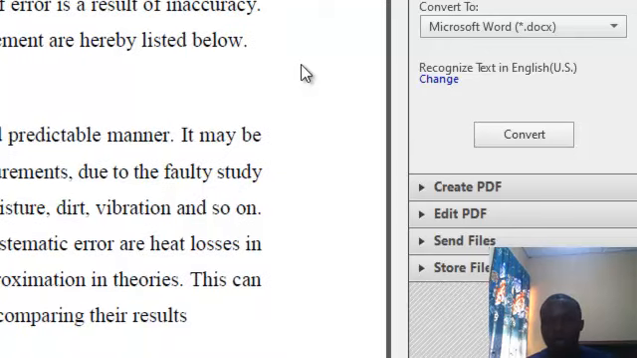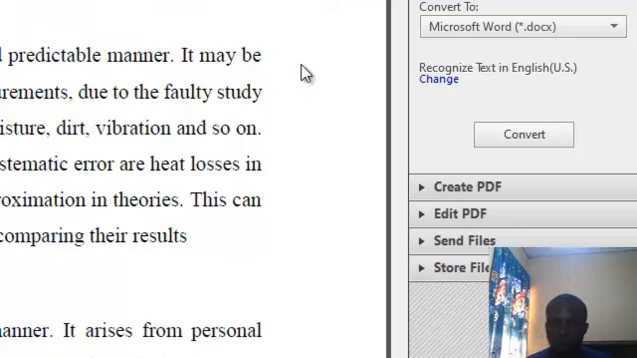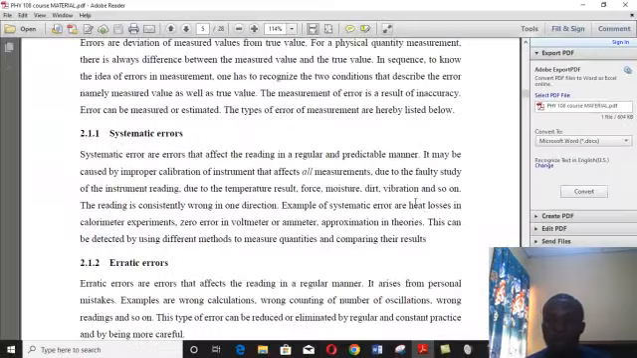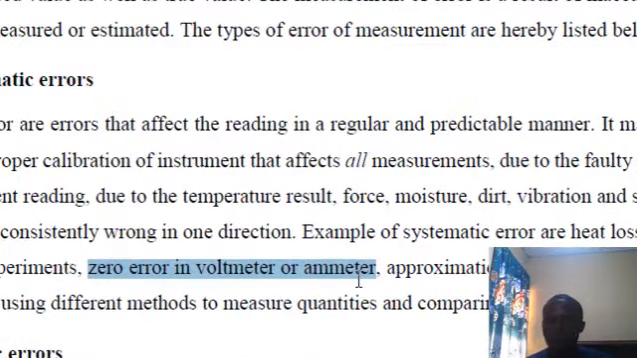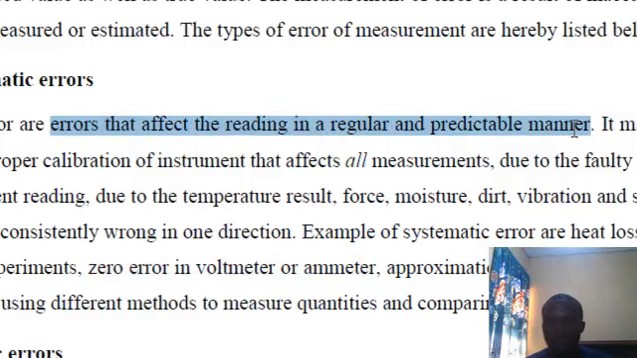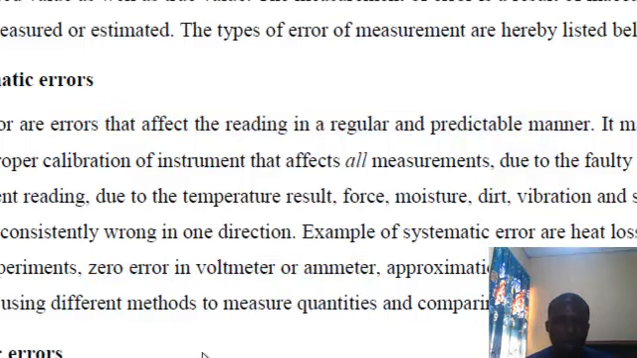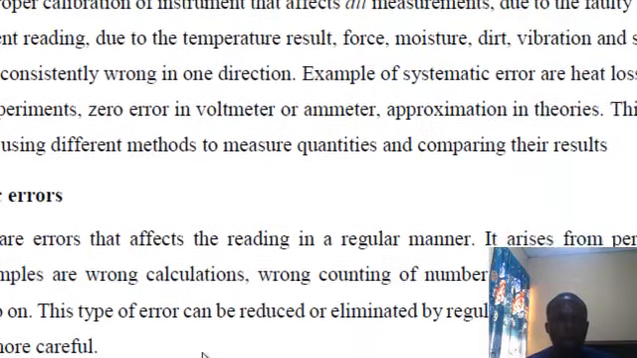We have systematic errors, which are errors that affect readings in a regular and predictable manner. A very good example is heat losses in calorimeter experiments. We have zero error in a voltmeter or ammeter. Some of these are systematic errors, and they are errors that affect the readings in a regular and predictable manner.